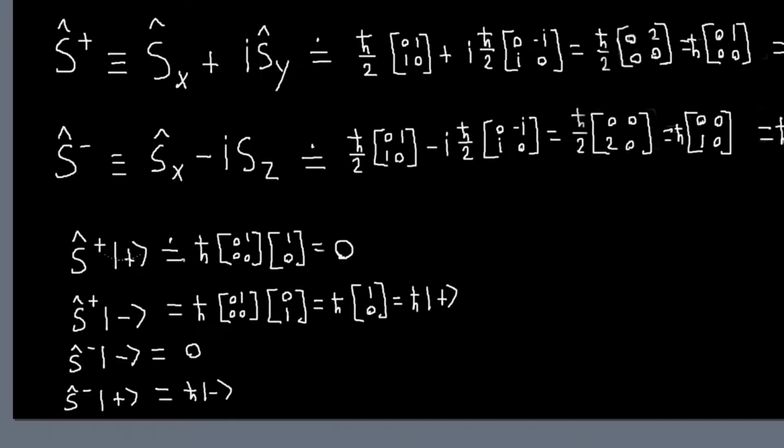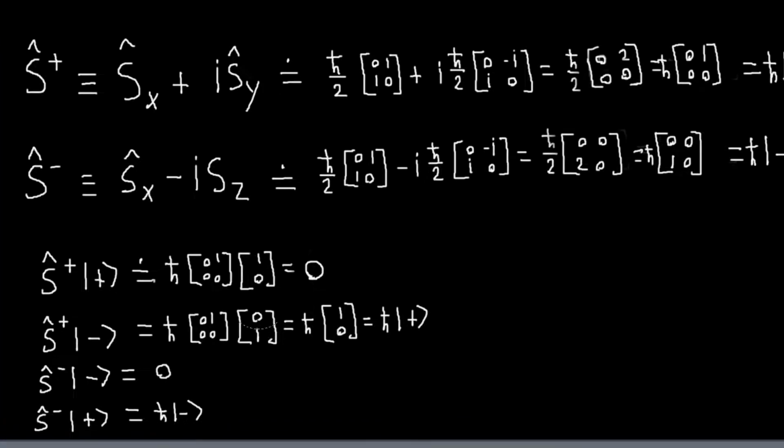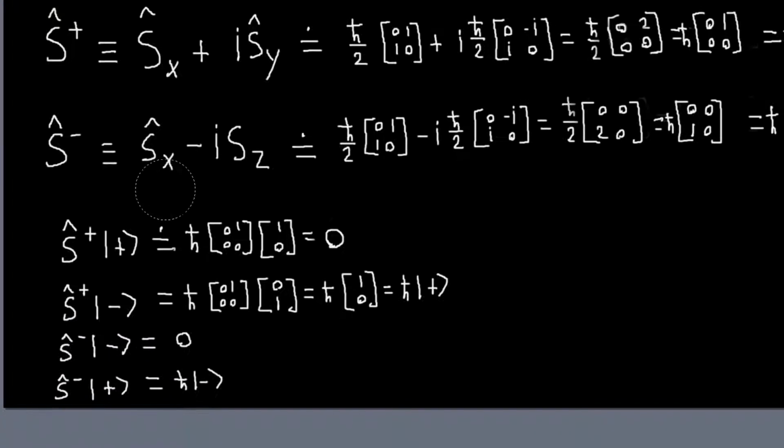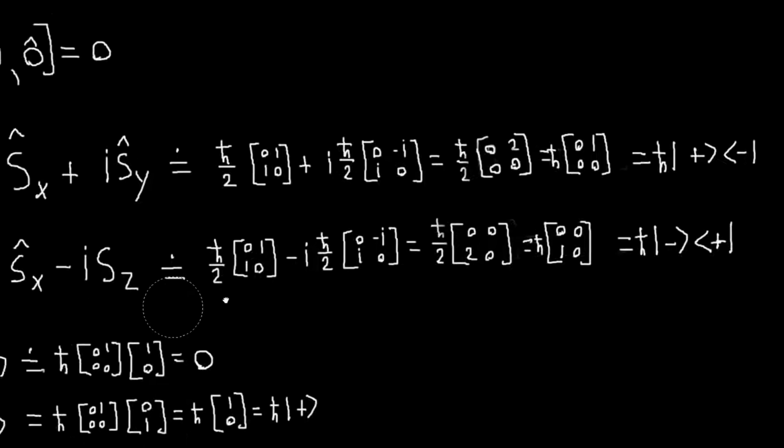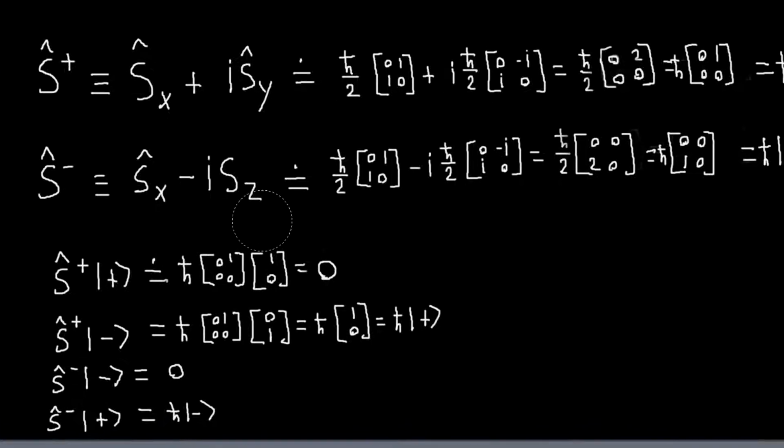When you act S plus on the plus state, for a spin 1/2 particle, the maximum z component you can have is 1/2. So if you act S plus on the plus state, you can't go any higher, and you just end up with 0. Similarly, if you act S minus on the minus state, you can't go any lower, so you also get 0. We'll be able to define these operators for higher spin systems, and then it'll become more useful there.